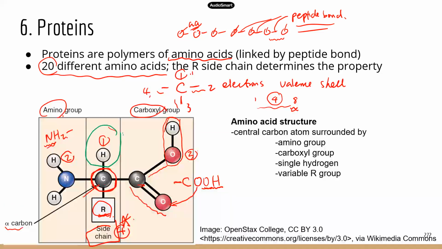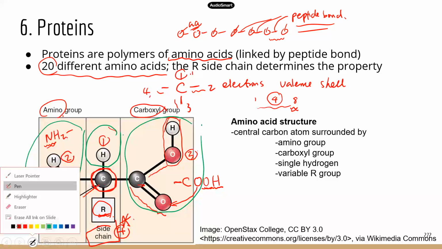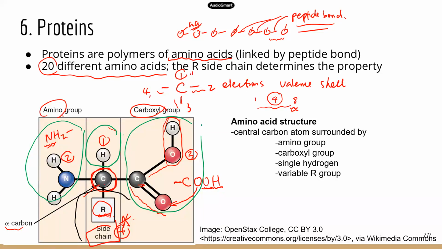Everybody has this hydrogen bonded to the central carbon. Everybody has this amino group and this carboxyl group. So the only difference between the 20 different amino acids is this R side chain. Now, this variable R side chain also determines the chemical property of the amino acid.